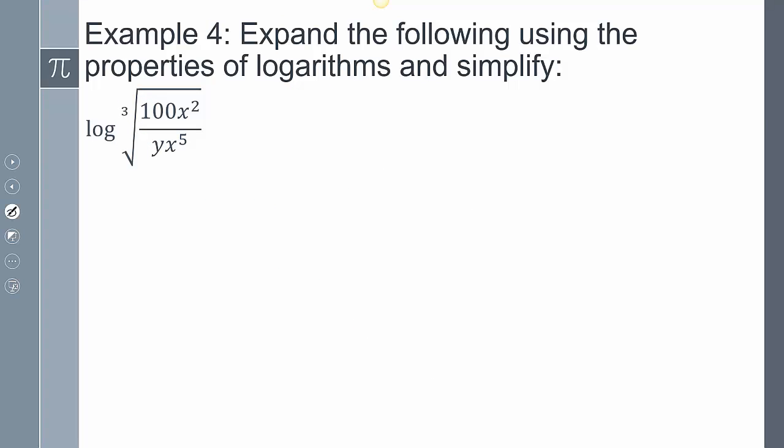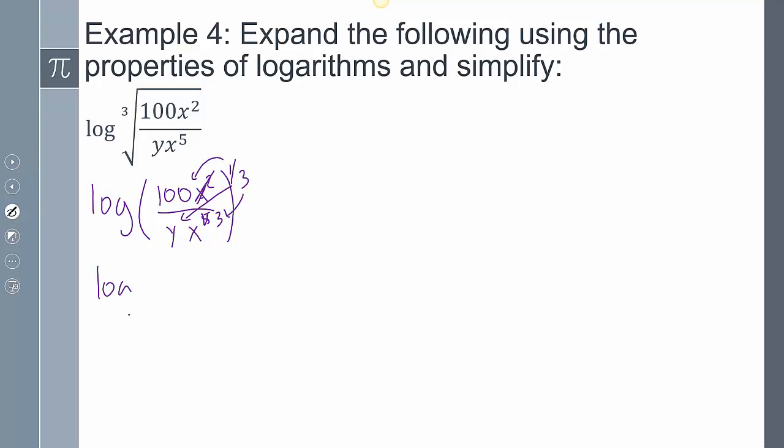This next one, well, I have a root. So I said when we have roots, we need to convert those into some sort of form of power, right? So it needs to be written as an exponent. So log of 100x squared over y x to the 5th, all to the 1/3. Now, if we're able to simplify things, we should simplify them. For example, this x squared and this x to the 5th, that simplifies. Now I can take this 1/3 and distribute it with the other exponents.